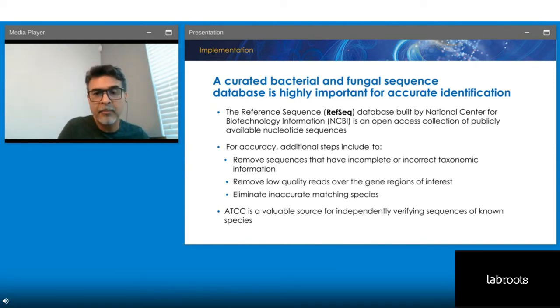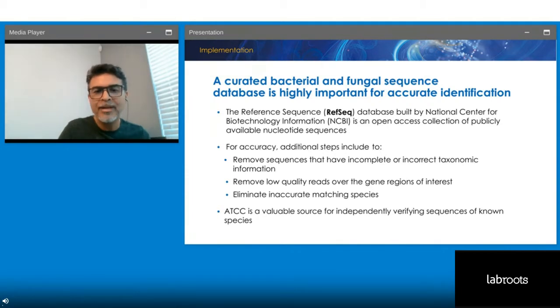This is a public database. It's important to have in consideration the quality of those sequences that are in the public database, since we can have some incorrect or incomplete sequences in this database. We have to remove low quality reads, also in those regions that are important for us to target. If we targeted the V1 and V2 region, we need to make sure that the quality of those reads is high enough and good enough to correctly identify the species that we're looking for.